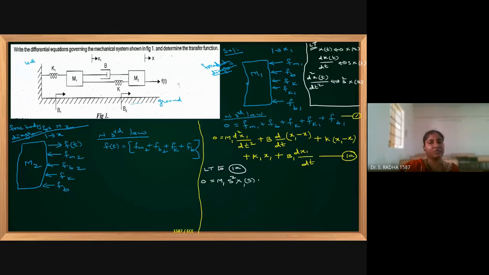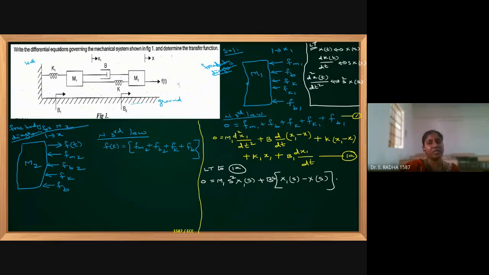First term Laplace completed. Second term, b into, b is a constant, so it will remain the same. We have two displacements, so we will write s into, the first order derivative is there, so I will write s outside, because for both x1 and x there will be multiplication of s. So x1 of s minus x of s, that is, s into x1 of s minus s into x of s. That s I am putting common outside.